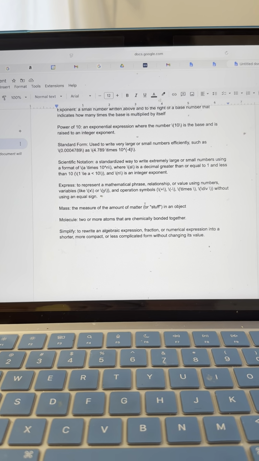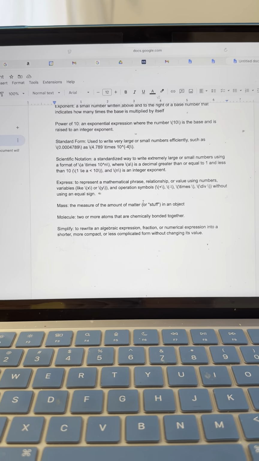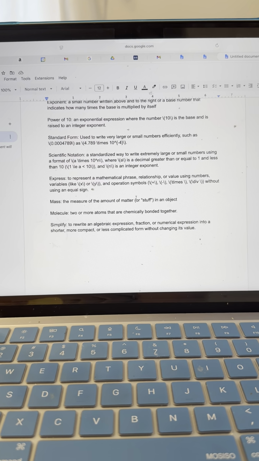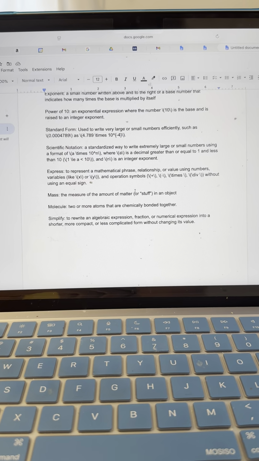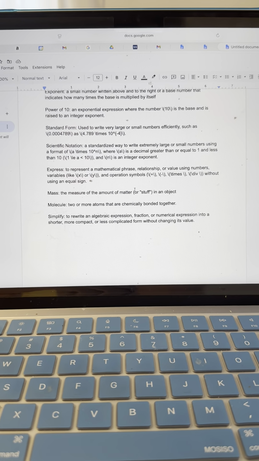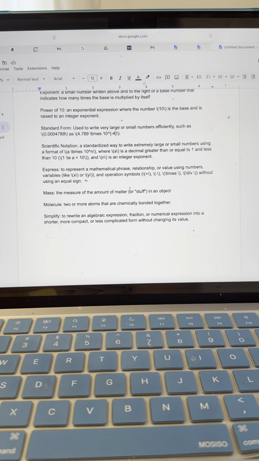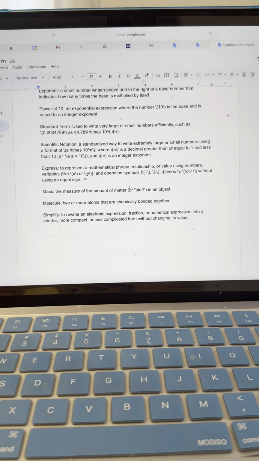And simplify, to rewrite an algebraic expression, fraction, or numerical expression into a shorter, more compact, or less complicated form without changing its value. So we're just changing how it's looking. We're not actually changing the expression, equation, whatever we're working with.